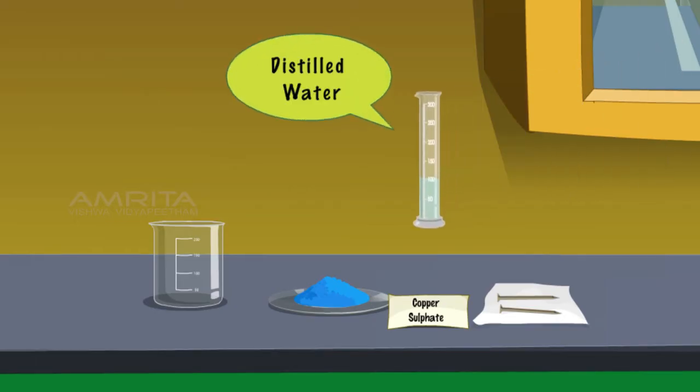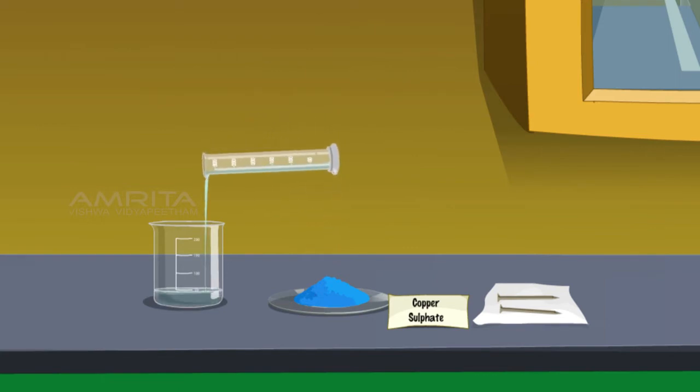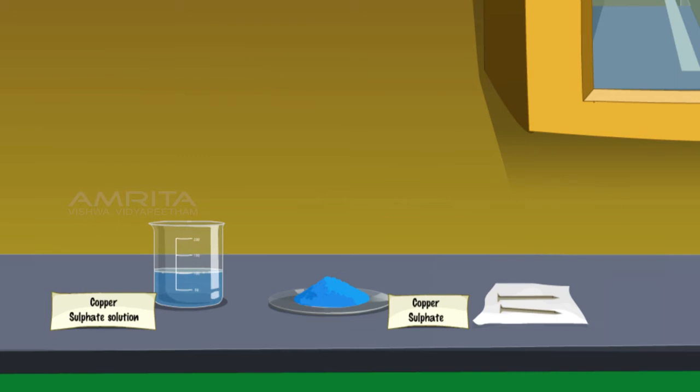Take sufficient quantity of distilled water in a measuring jar and pour it into a clean beaker. To this, add a required quantity of copper sulphate. Stir the contents in the beaker using a glass rod until the copper sulphate crystals in the beaker dissolve completely.